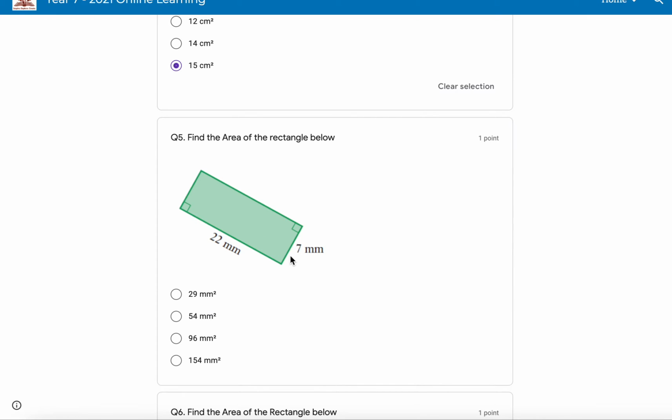So we've got 7 millimeters this way and 22 millimeters this way. So we just need to do 7 times 22, and that will give us the area of the rectangle. So 7 times 22 is 154, but even though it gave us the lengths in millimeters, when we multiplied them together, we didn't end up with a length. We ended up with the total area here.